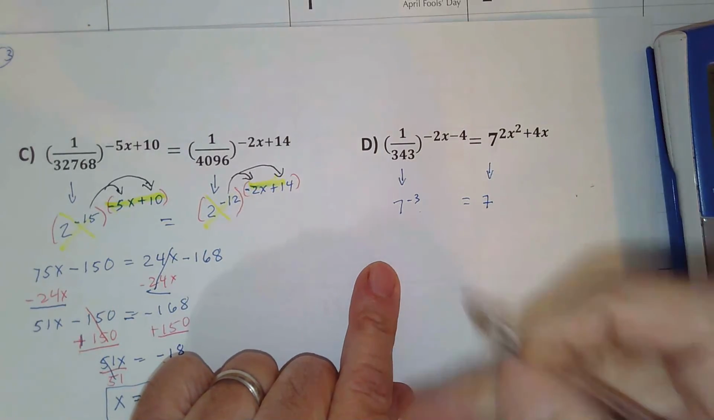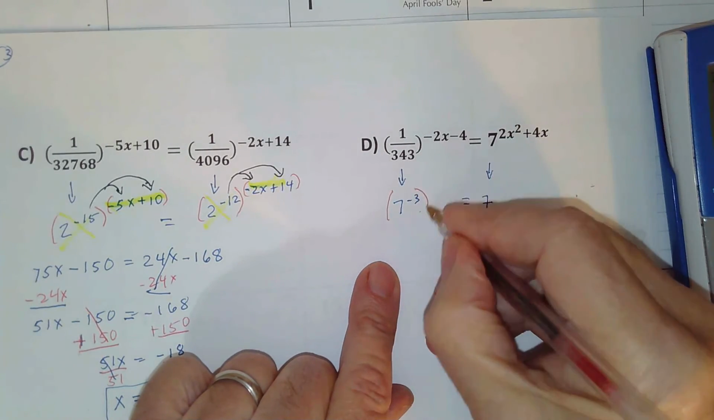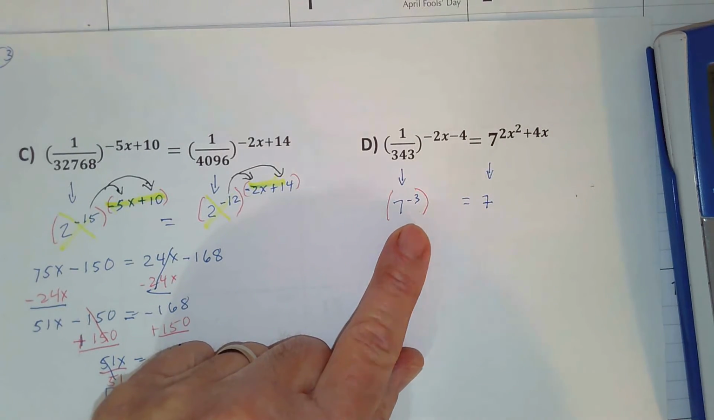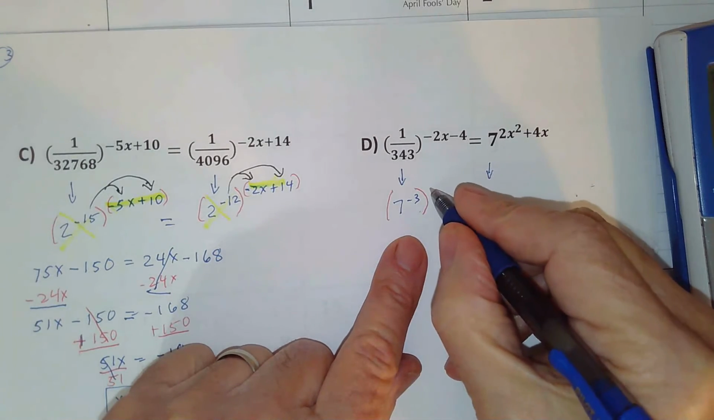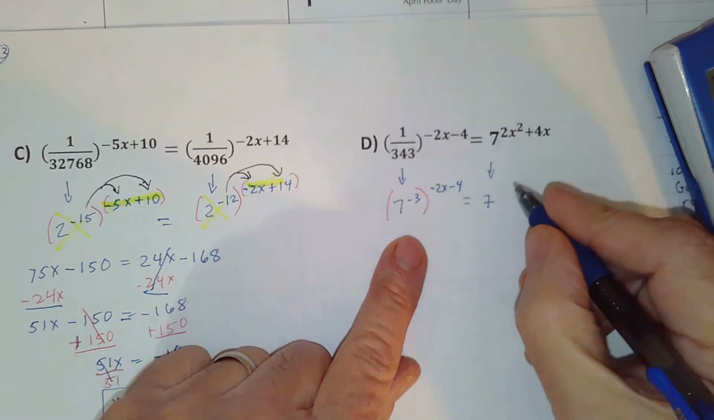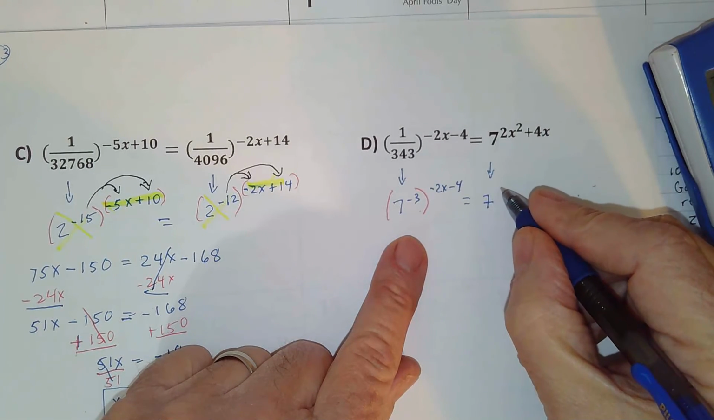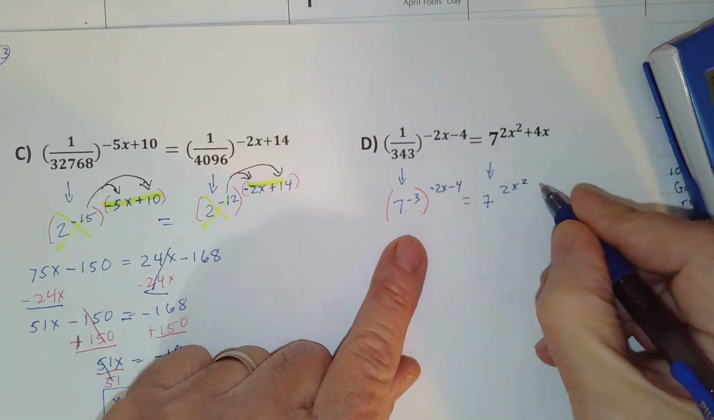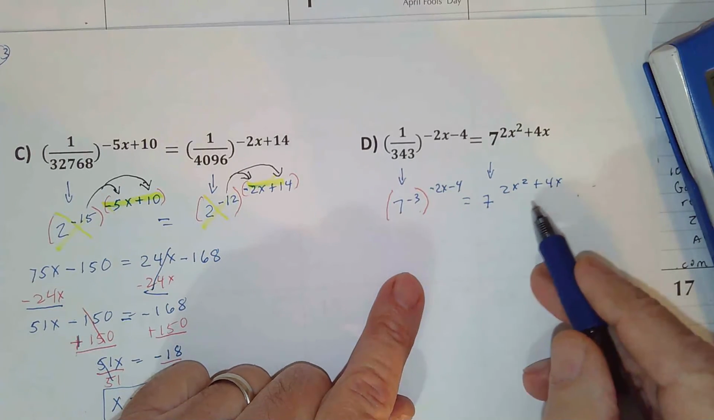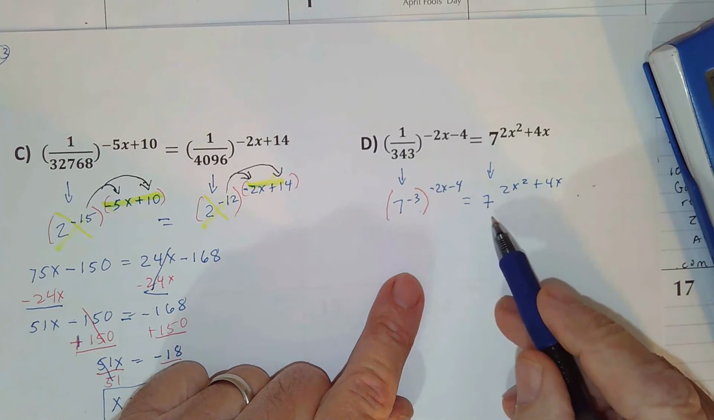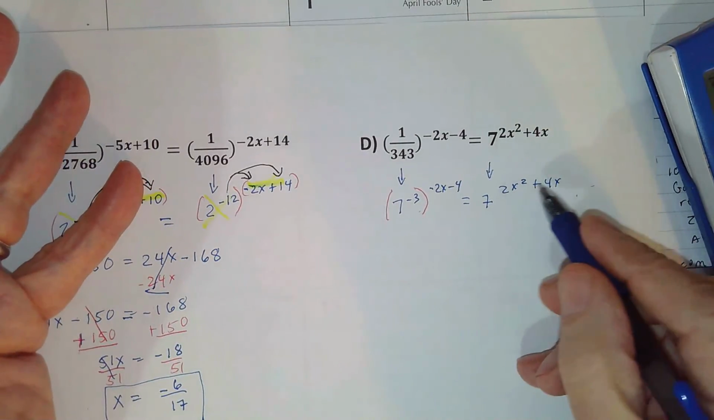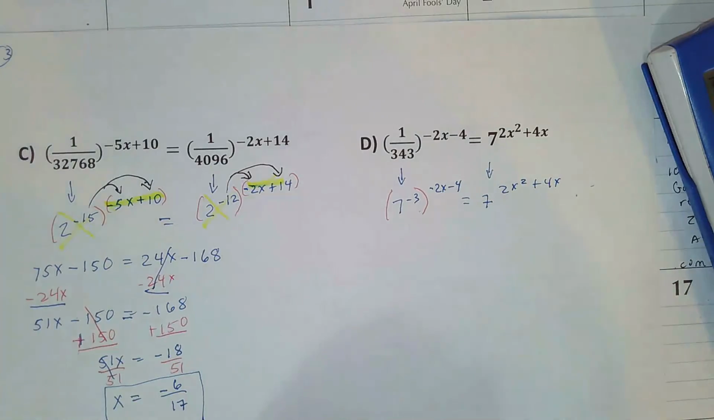And then on the left, we're going to multiply the exponent times the power. The power is negative 2x minus 4. And over here, in the exponent, we have 2x squared plus 4x. In this particular case, we're just going to leave this exponent the way it is because this is already 7. There's no distribution. The power is 7, 7 to the 1. 1 times 2x squared plus 4x is 2x squared plus 4x.